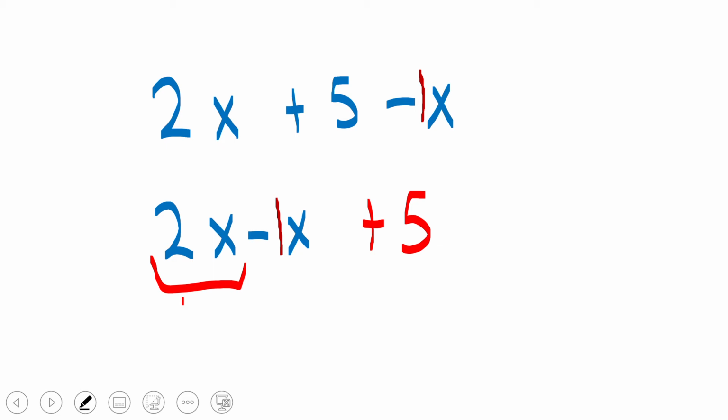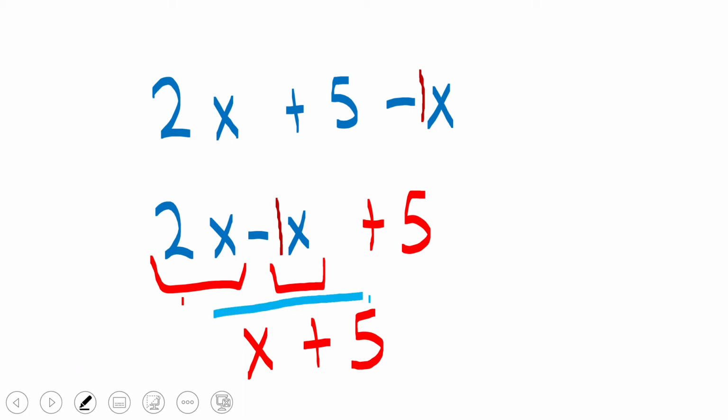2x minus 1x. 2 minus 1 is 1, so it just leaves x. There is an invisible 1 in front of it. 5 is a constant term, and it cannot be added to an x term. Plus 5. Okay, when you get more comfortable with like terms, your final solution would look like this without the invisible 1 in front of the x.